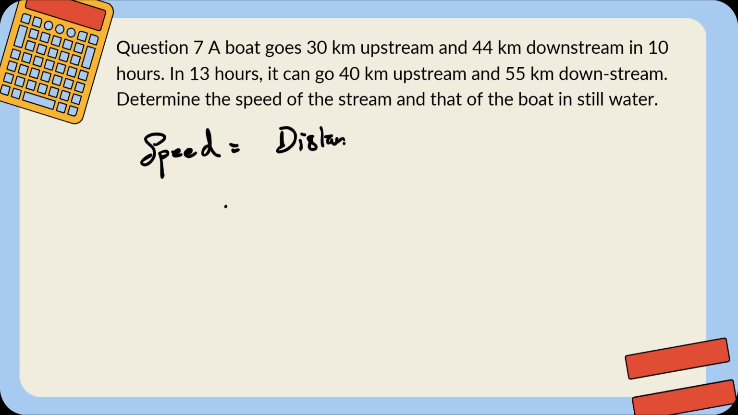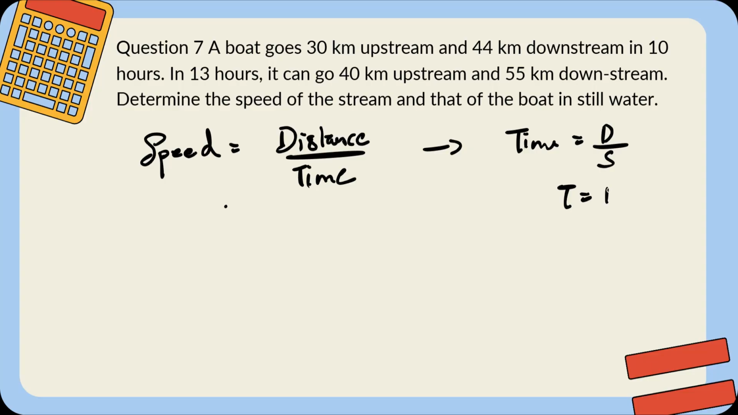Now what is time? I can take the time to the other side and speed to this side. So what will I get? Time is equal to distance by speed. So I'll just write d by s. So time is distance by speed, time is equal to d by s. Remember this.